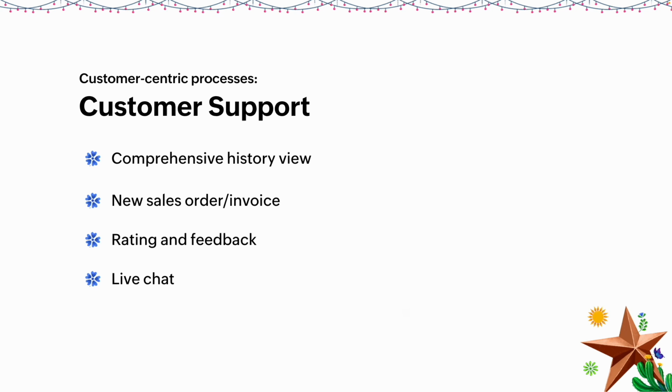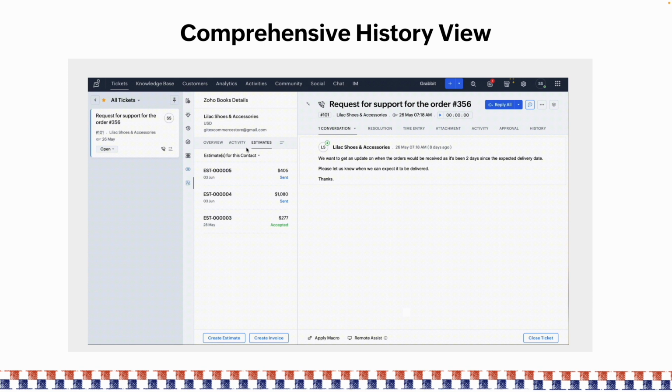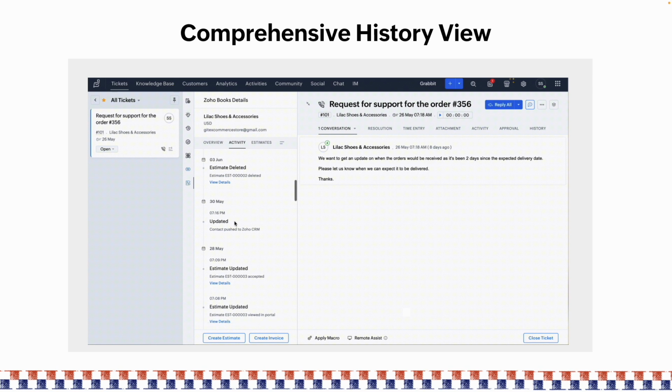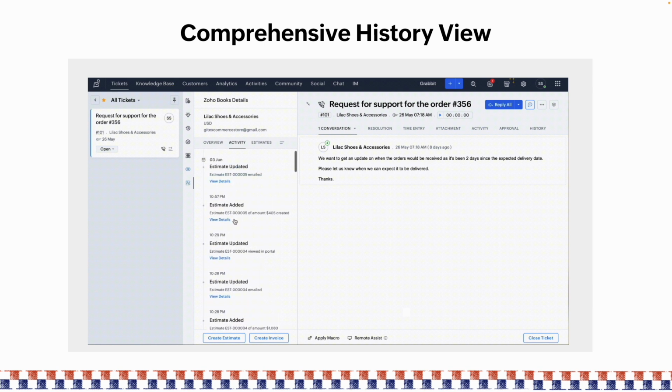Finally, coming to customer support for the customer-centric process. Already Unni was mentioning the Desk integration that we have. Desk integrates with Books, Billing as well as Inventory. So here you can go into each and every ticket for the particular customer. You will be able to see all the invoices or estimates. And in case there is an inventory integration, you will be able to see the shipping status and everything available within Desk itself.